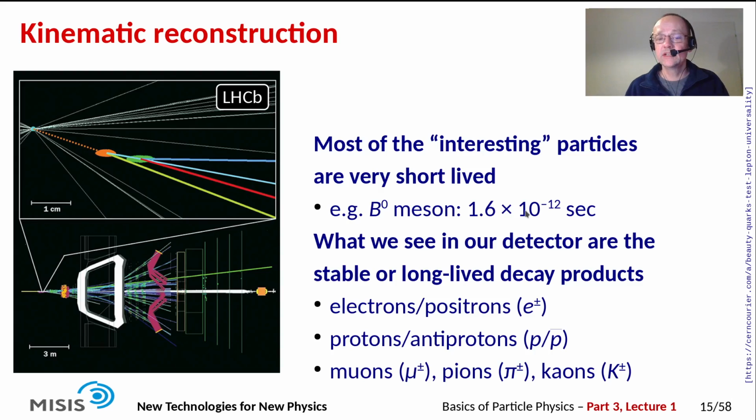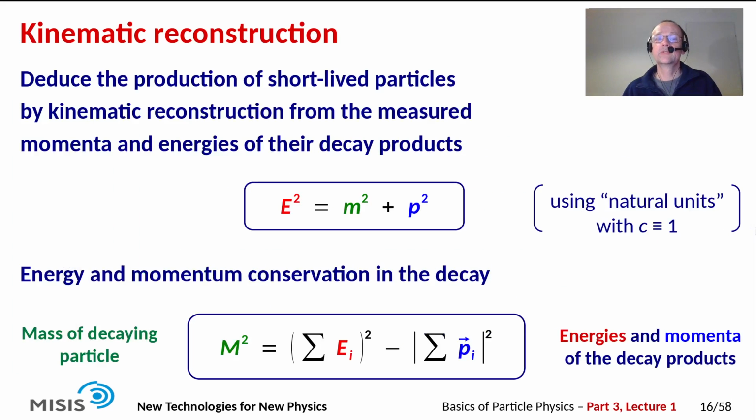So what we see in our detector in all these cases are the stable or long-lived decay products of the particles that we are actually interested in. And there is only a handful actually of particles that do live long enough to leave a trace in our detector. These are of course the stable particles, electrons and positrons, protons and antiprotons, and then we have muons, pions and kaons. So in order to reconstruct now the short-lived particles, we resort to relativistic kinematics.